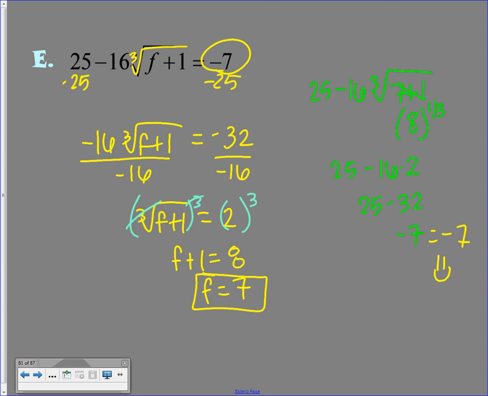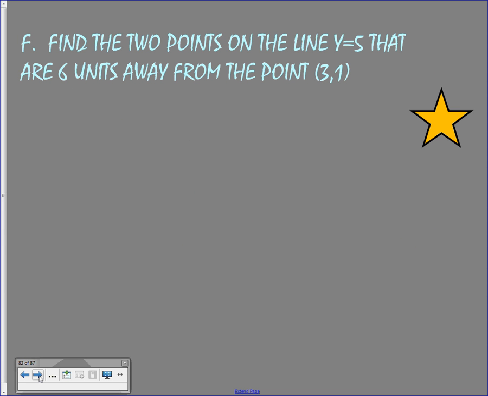Okay, so just be sure you're checking. Okay, again, if you're not sure how to check that or type it in your calculator, just let me know tomorrow when we get to class. Okay, and we've got one last problem, and it's a distance formula problem.